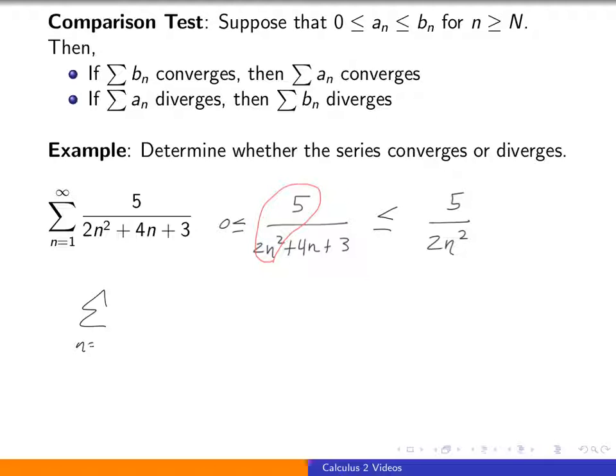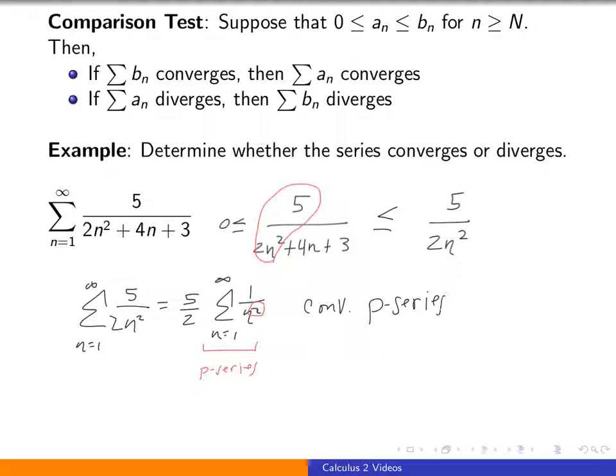If we have the sum from n equals 1 to infinity of 5 over 2n squared, we can think of 5/2 as a constant, which we pull out. So the sum from n equals 1 to infinity of 1 over n squared. And this leaves us in an ideal situation. The series that remains is a p-series. And furthermore, the value of p is 2. So this is a convergent p-series. And we should always indicate why. The reason here is it's a p-value of 2, and 2 is bigger than 1.